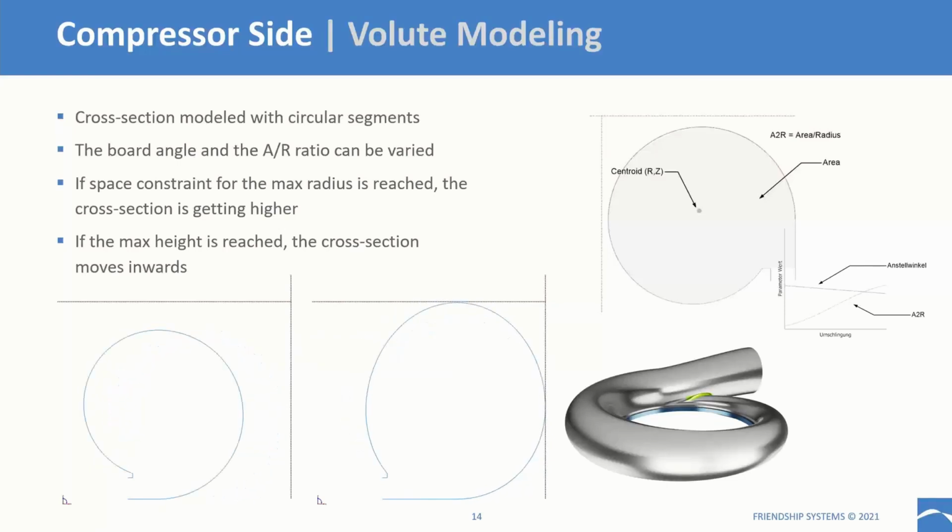As I mentioned, we have some space constraints regarding the maximum radius and the height. You can see in the animation here in the middle, if we reach the constraint for the maximum radius and we increase the area, the cross section starts growing in vertical direction. Basically we hit the constraint and stop there and then grow in vertical direction. And if we reach the maximum height, which is the other constraint, then the cross section starts growing inward, basically.